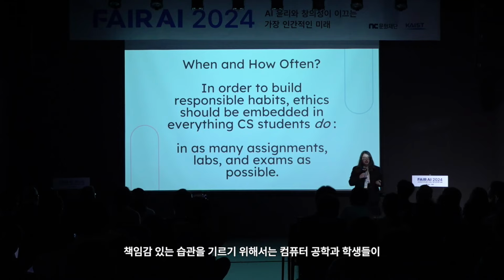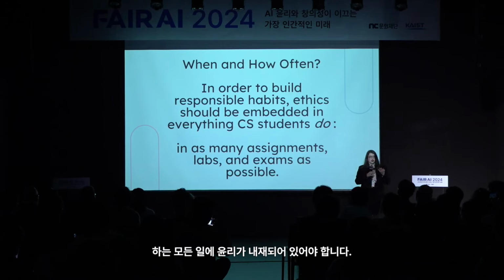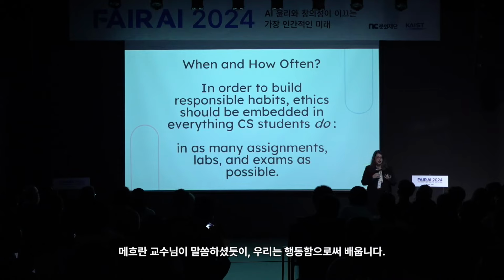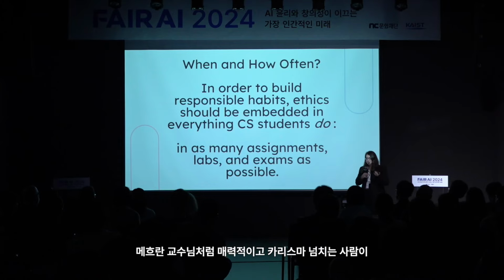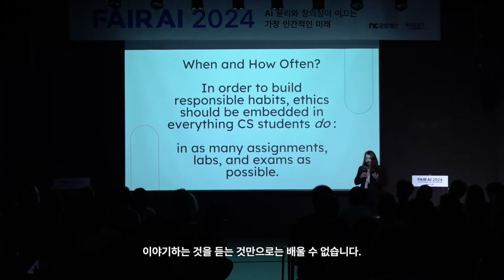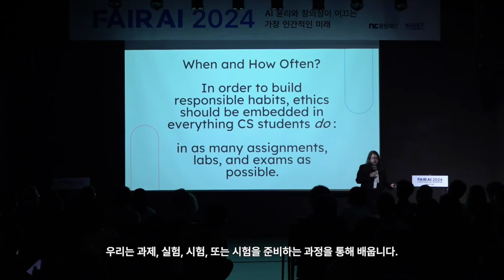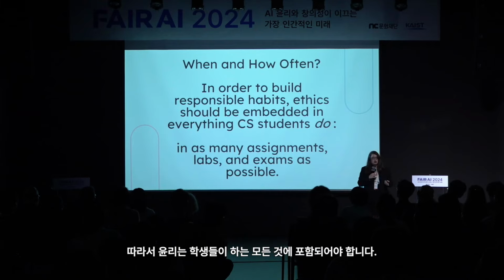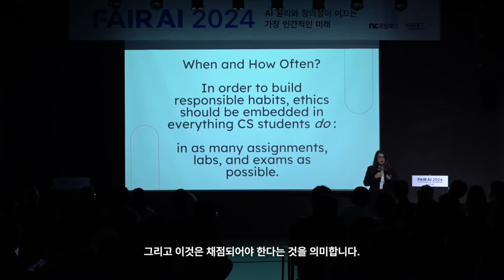In order to build responsible habits, ethics should be embedded in everything that computer science students do. As Maron was saying, we learn by doing. We don't learn by even charming and charismatic people like Maron talking about things. We learn by what assignments we do, what labs we do, what exams we do, what exams we study for. And so ethics has to be in all the things that students do. And this means it has to be graded.